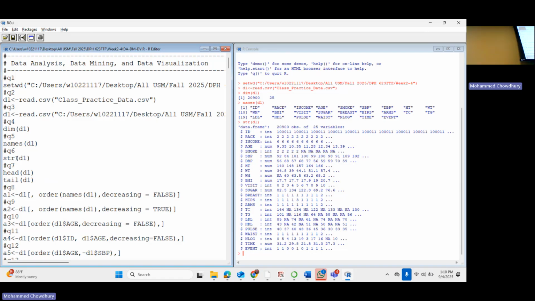So the first variable ID is integer, race is integer, income is an integer, age is numeric. Okay, age is a numeric variable, which means it has fractional values. Similarly, there are a few other numeric variables like sugar, BMI, waist, minimum. So structure stands for the types of the variables, whether the variables are integer or numeric. Okay, are you understanding?